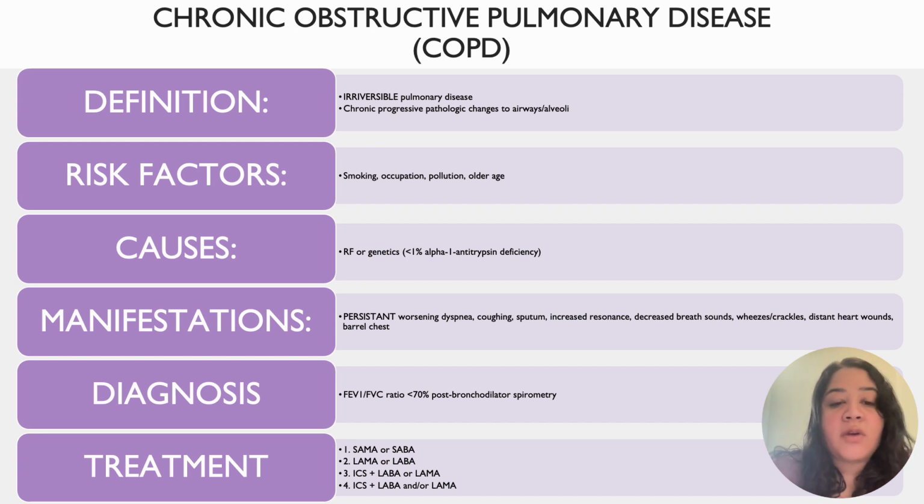Ready? Diagnosis, again, is based on spirometry. However, in asthma, we base it off of the FEV1 alone. For COPD, we're going to be basing it off of the FEV1 FVC ratio of less than 70% post bronchodilator spirometry. So remember, asthma, FEV1 alone, COPD, FEV1 FVC ratio, righty? And the key number here is less than 70%.